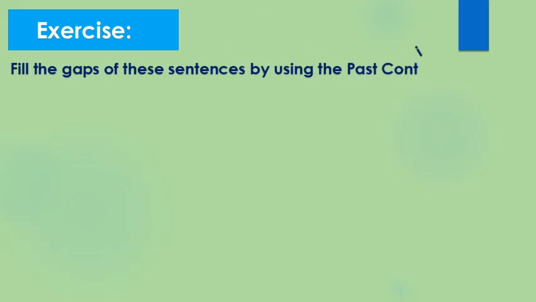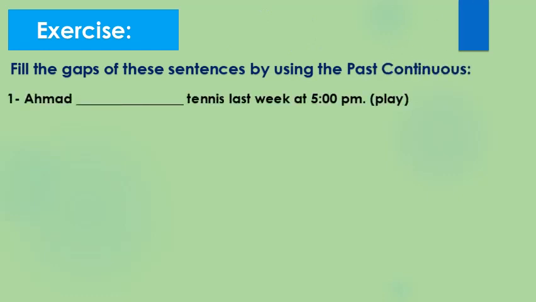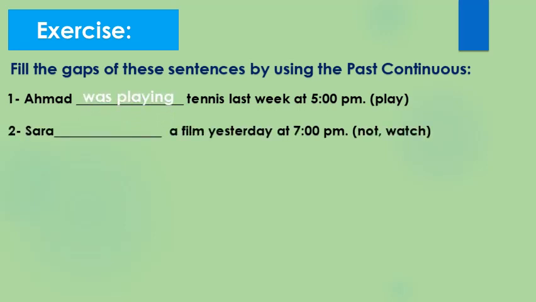Okay guys, now let's move to the exercises. Fill in the gaps of these sentences by using the past continuous. Number 1. Ahmed tennis last week at 5 p.m. play. So Ahmed is singular, was playing. Number 2. Sarah films with her friends yesterday at 7 p.m. Not watch. So you have a negative, not. So Sarah wasn't watching.